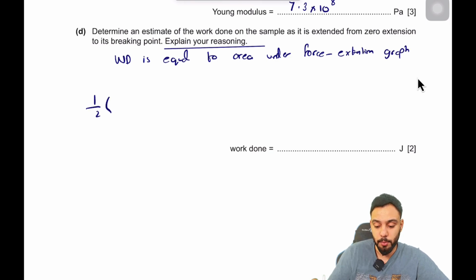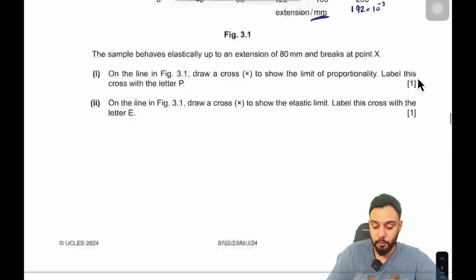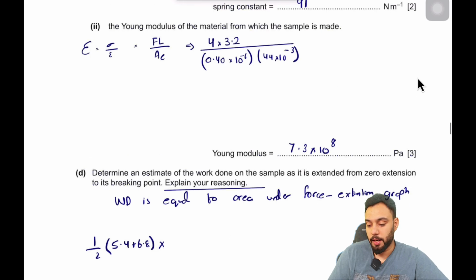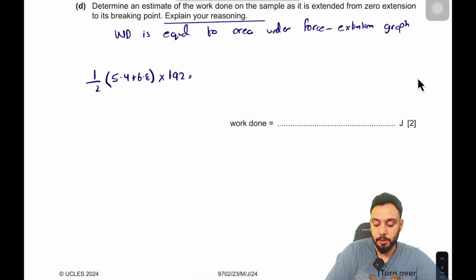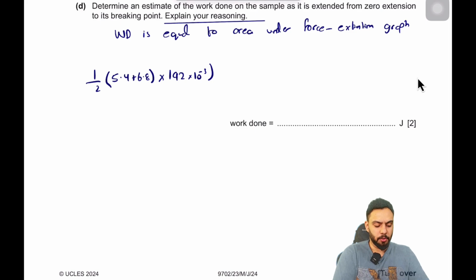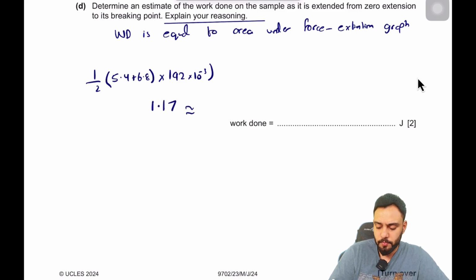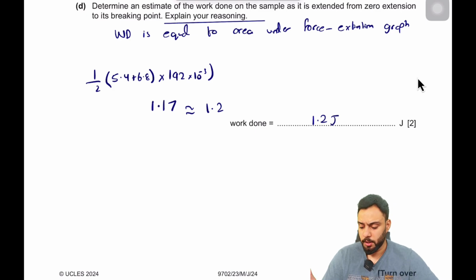So trapezium, half sum of parallel sides is going to be 5.4 and 6.8. 5.44 plus 6.8 times the height, which is 192 times 10 to the power of negative 3. I'm just going to be using the trapezium formula. You can say the formula as well. I'm not doing it right now. Plus 6.8, and then eventually you'll just multiply it by 192 times 10 to the power of negative 3. The value I'm getting is 1.17. So 1.17, 1.2, whatever suits you. Okay.